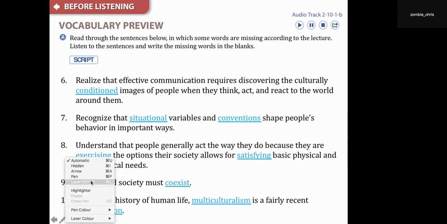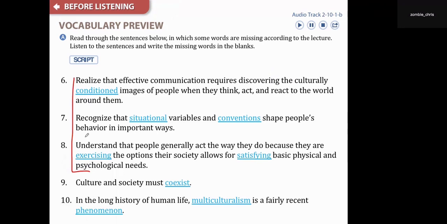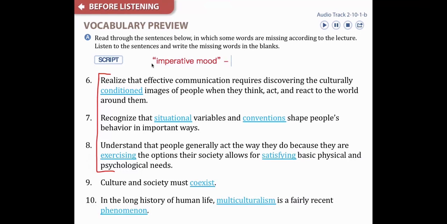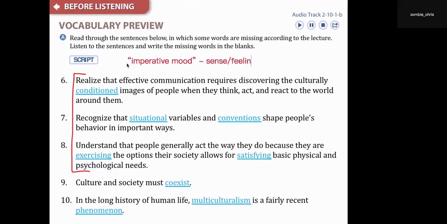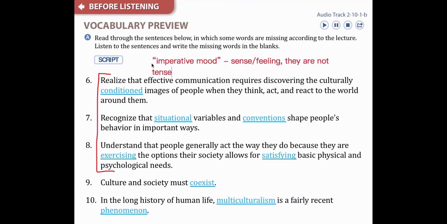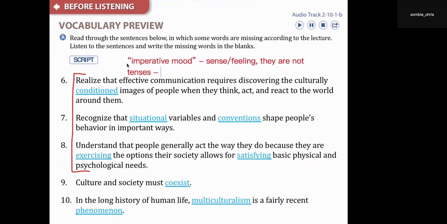Now, just a brief word on sentences 6, 7, and 8. These three sentences are a little bit different to regular sentences. In the lecture, they are rules or guidelines for being more understanding to other cultures. And we call this the imperative mood. Moods will give a sense or a feeling. They are not tenses. Tenses describe time.